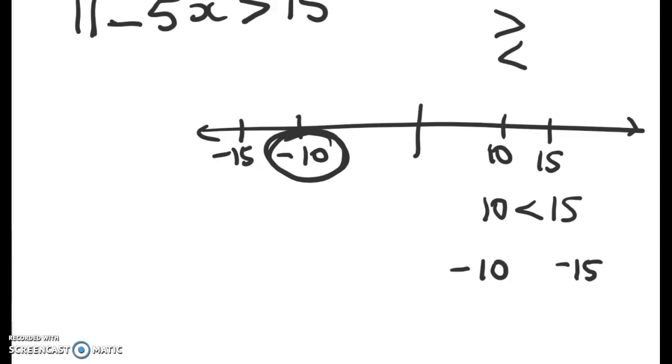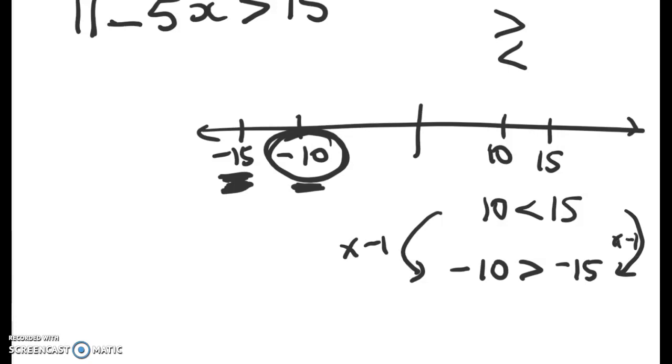If you don't like thinking about that, think about temperatures and when is it colder? Is it colder when it's negative 15 or negative 10? There's definitely a lower temperature at negative 15. So negative 10 is bigger than negative 15. So when I multiply by negative 1, the sign has got to change over. Otherwise it's not a true statement anymore.